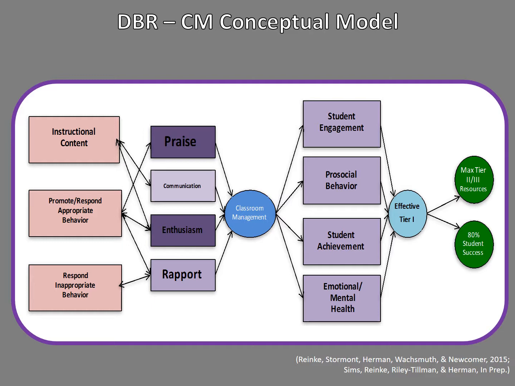As classroom management behaviors increase, the higher the likelihood that more students will be engaged, exhibit more pro-social behavior, achieve at higher rates or levels, and experience less emotional or psychological stress. This relates directly to effective universal Tier 1 supports and services, which allows for more students to be successful and for more efficient and effective use of services and supports delivered at Tiers 2 and 3.